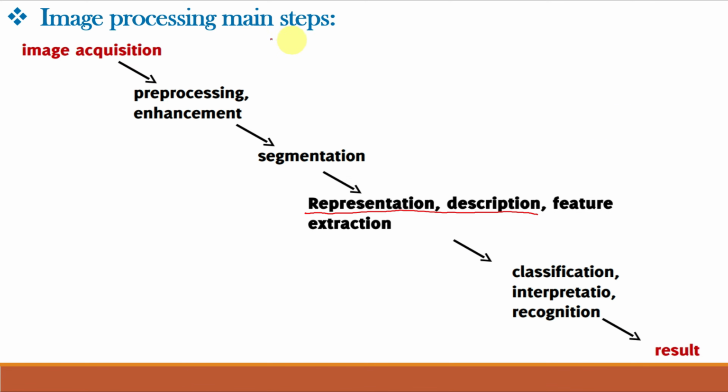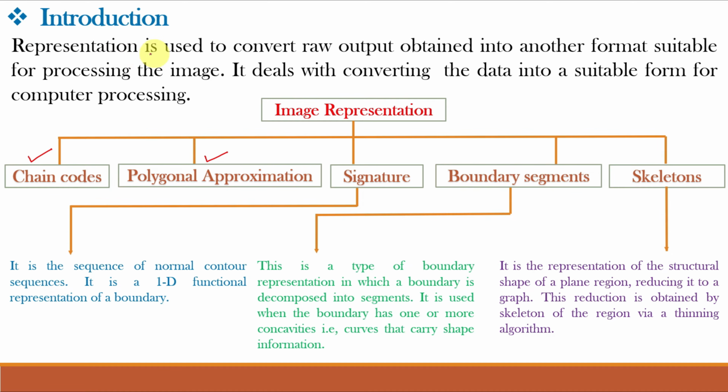We know that these are the main steps of image processing, and currently we are learning image representation, and after this we will be learning image description. Remember that image representation is used to convert raw output into another format suitable for processing the image, and in image representation, skeletons is the representation of the structural shape of a plane region, reducing it to a graph, and this reduction is obtained by skeleton of a region via thinning algorithm. We have already learned this skeleton in image morphology. However, the procedure that was discussed there made no provisions for keeping the skeletons connected, and the algorithm that we will study here will correct that problem.